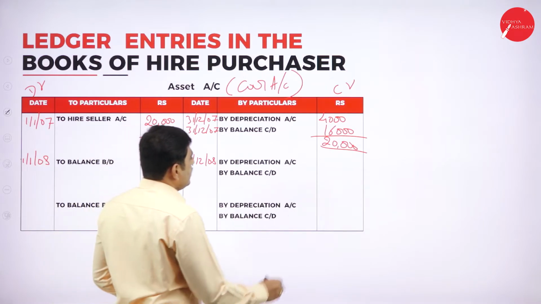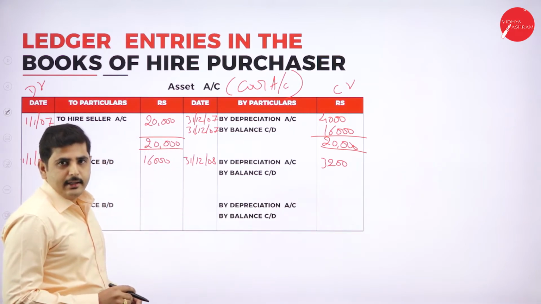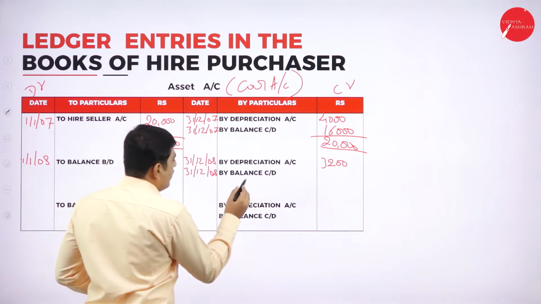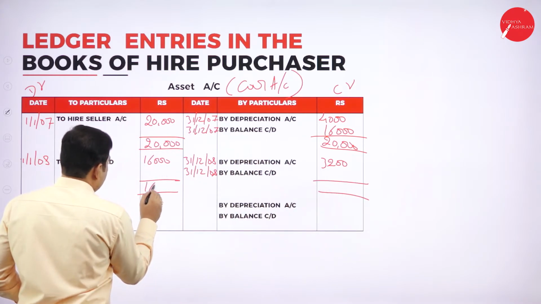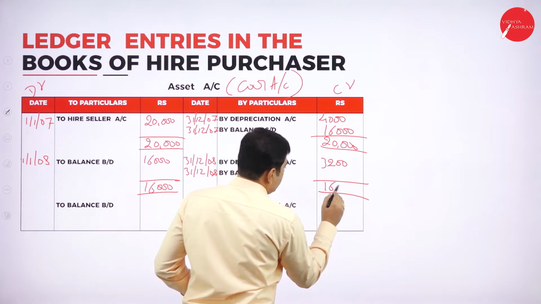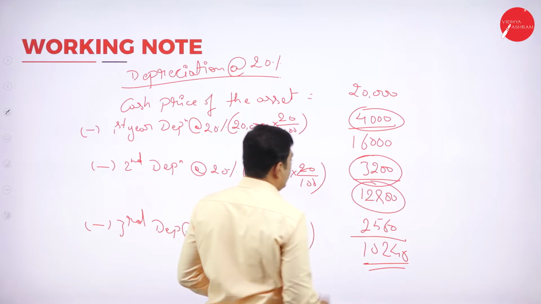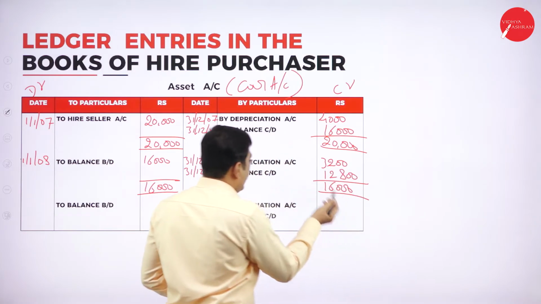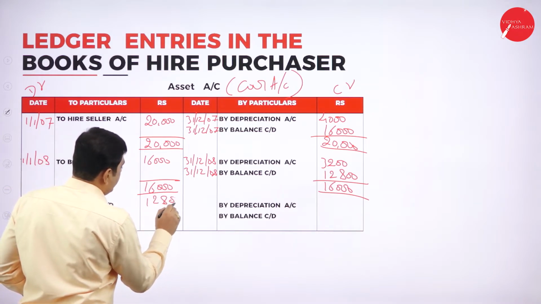So let's write 3,200. Again, the remaining amount should be carried down to the next year. So it is 31st 12 2008, by balance carried down. Add both sides. 16,000 is the higher amount, so it is 16,000 on this side. What is the remaining balance here? We can write here 12,800. Again, on what day should that balance be brought down? On the first day of the next year. 12,800 should be brought down.